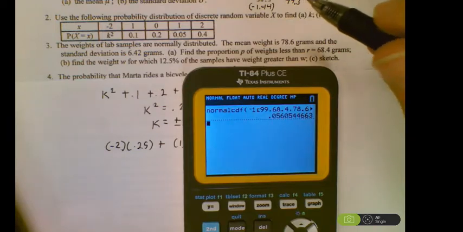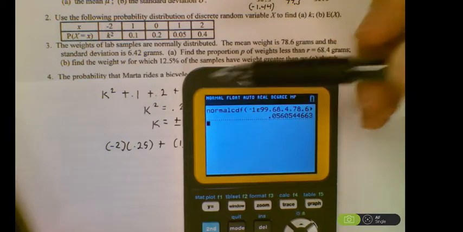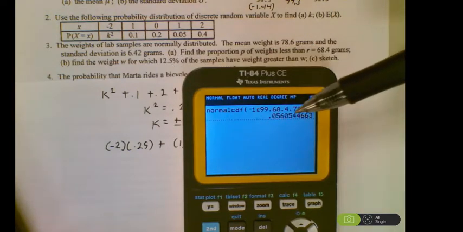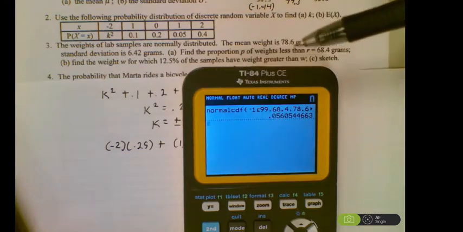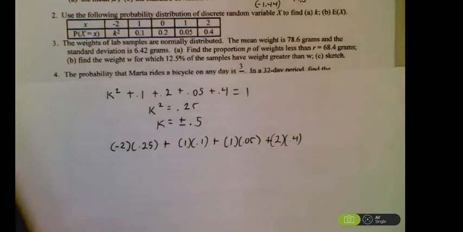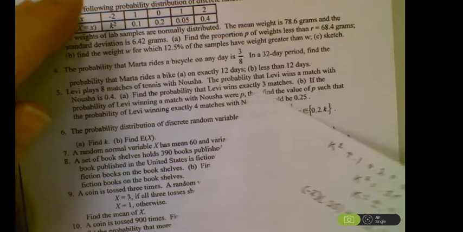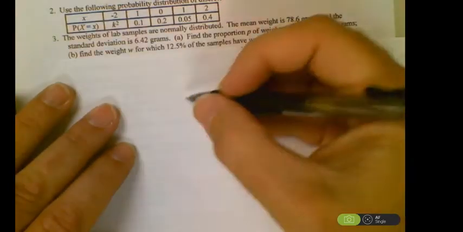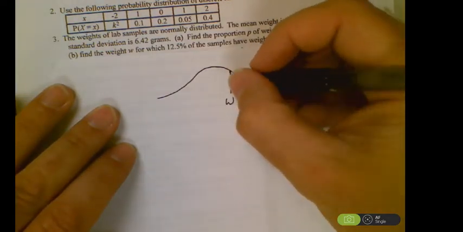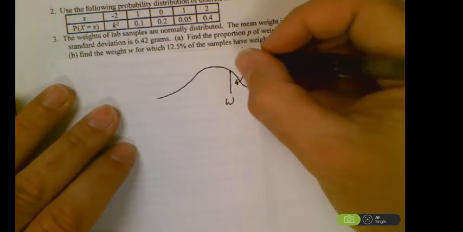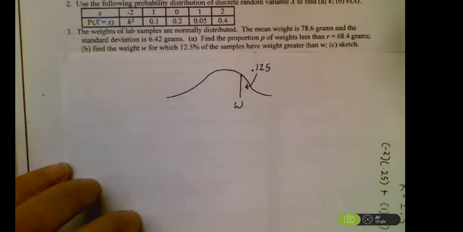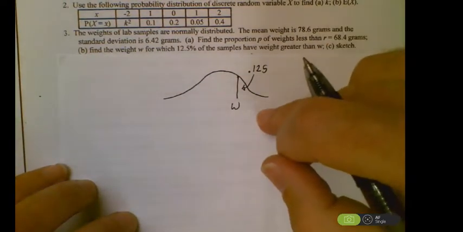Part B, so find the weight for which 12.5%. Notice the change in the question: now they're giving us a percent. That usually means inverse normal when they give you the percent. So it's 12.5% that weigh greater than something, which they're just calling W. Let me throw a little drawing out here. Within this normal curve, we know there's 12.5% above W. So we're given an area of 12.5% above W.